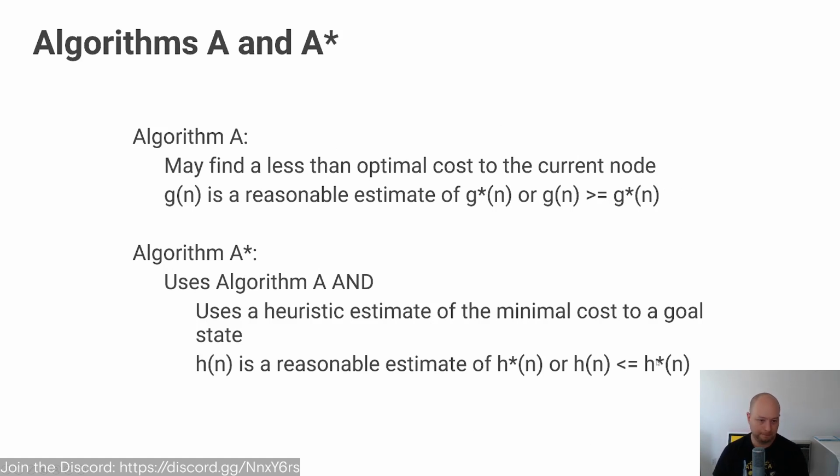So, algorithm A, and we're not going to talk about it too much, but algorithm A may find a less than optimal cost to the current node. So g of n is a reasonable estimate of g star of n, right, and g of n is going to be greater than or equal to g star of n. So it's sort of like, let's say you have an A algorithm.